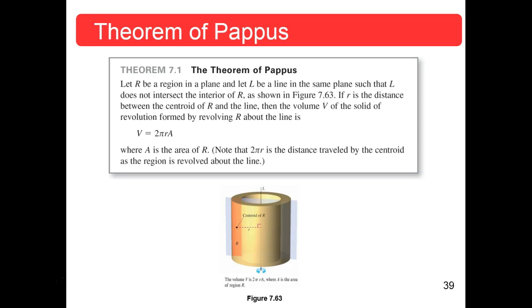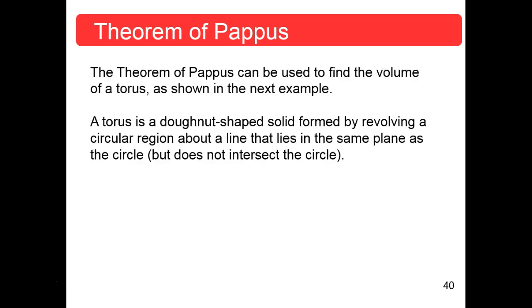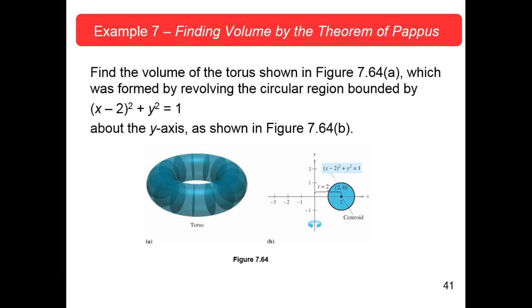Now, the theorem of Pappus can be used to find the volume of a torus, and that's not a car, that is spelled differently. As shown in the next example, a torus is a donut-shaped solid formed by revolving a circular region about a line that lies in the same plane as the circle but does not intersect the circle. Okay? So basically, donut's the best way I can think of picturing it. It's a circle going around the line that doesn't intersect the circle. Okay? And that's what this example is.